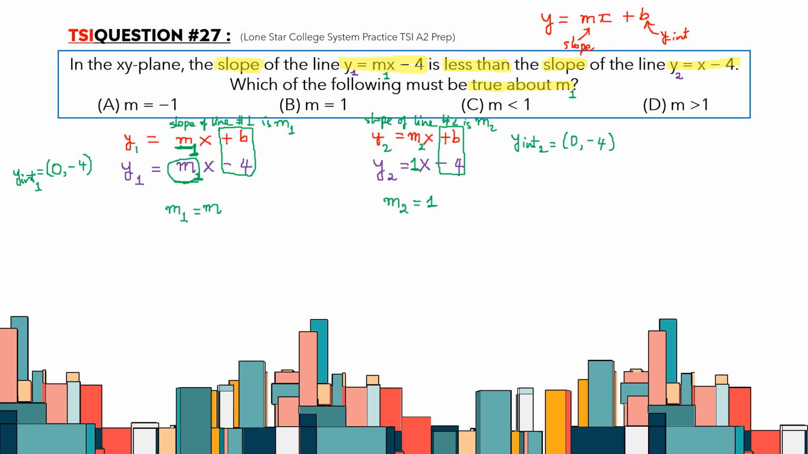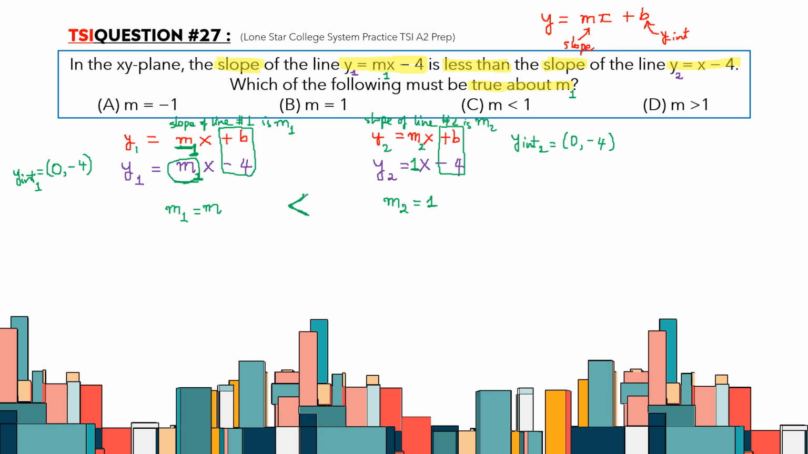Now they said the slope of line number 1, which is m1, which is m, is less than the slope of line number 2, which is m2, and m2 is equal to 1. So what is the true statement about m? m equal negative 1? No, we could not say anything about that. m equal 1? No. m less than 1? Yes. m greater than 1? No.